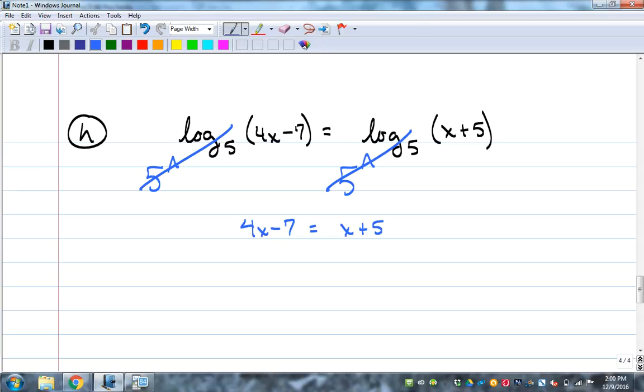So we set that equation up and solve it. Add 7, subtract x, 3x is equal to 12, x is equal to 4.